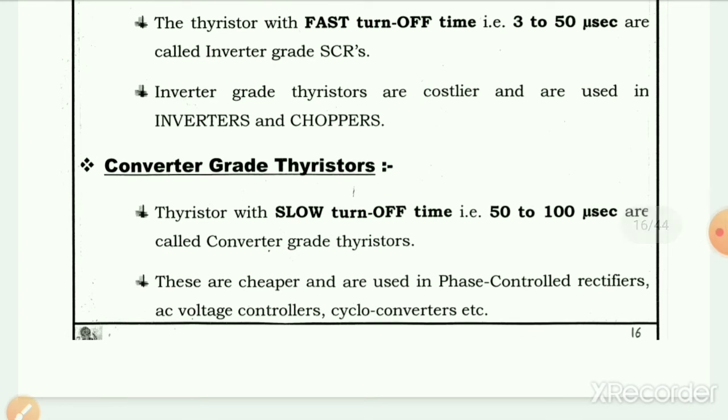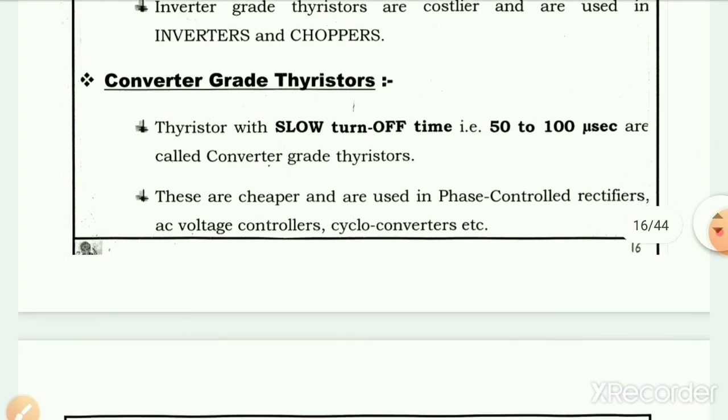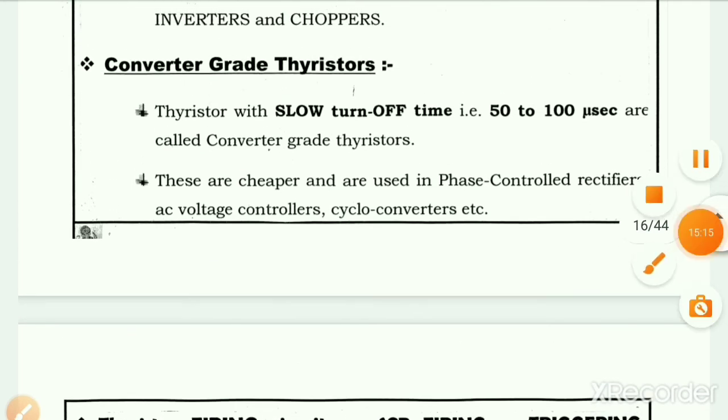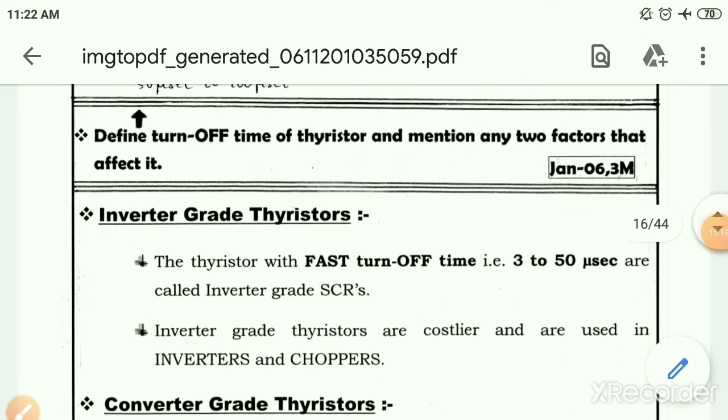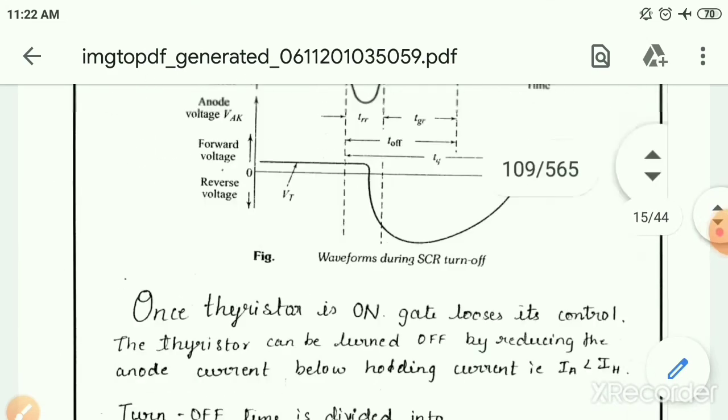And these are very much cheaper compared to the inverter grade type of thyristors, and they are used in phase controlled rectifiers, AC voltage controllers, cycloconverters, etc. So these are some of the applications of the converter grade thyristors. So this is about the types of thyristors which are used, and on time and off time of the thyristor.